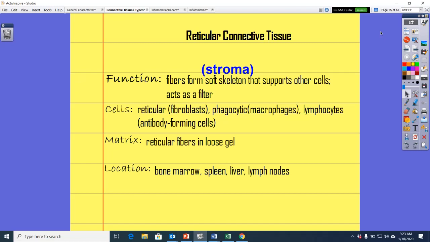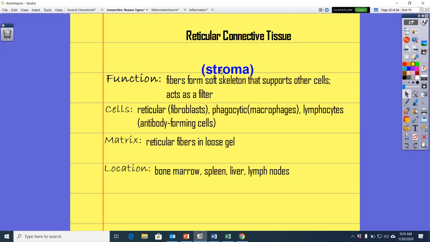Okay, think about it as like a coffee filter that's keeping the coffee grains on one side and the coffee on the other, or the water on the other. The name for that soft skeleton is a stroma. So the stroma is the loofah that we looked at in class. The cells are going to be fibroblasts. You got to have a way to make the reticular fibers, and so those are done by fibroblast.